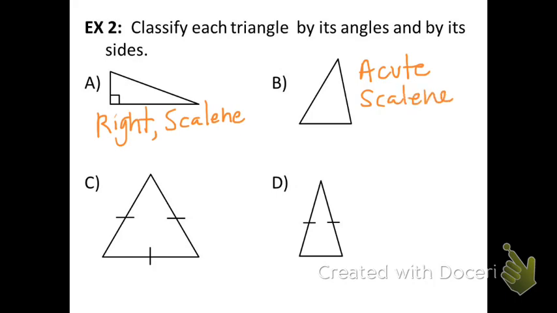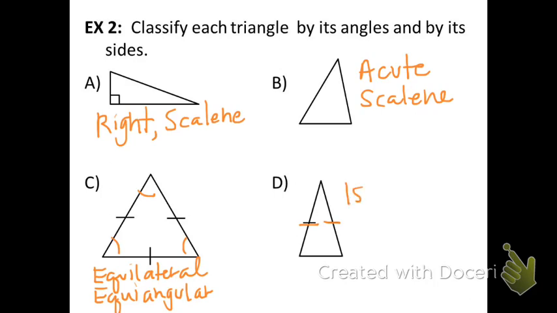On the next one, all the sides are marked that they are the same, so we call that equilateral. Because all the sides are the same, all the angles will also be the same, so we call that equiangular. And on our last one, we see that only 2 sides are congruent. We call that isosceles. And then all the angles are less than 90, so it is acute.